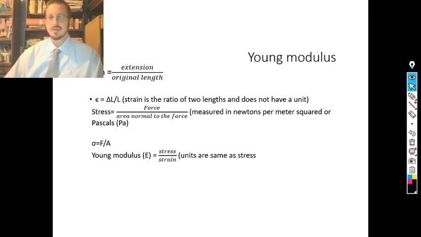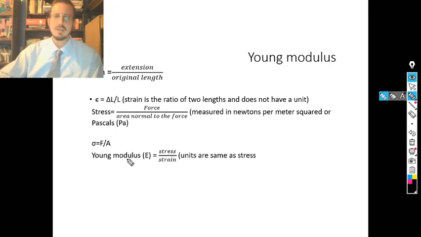Strain is a ratio of an extension to the original length of an object. And so it's like how much does the object get elongated compared to its original length. So sometimes we can call that delta L over L, the change in length divided by the original length, the ratio of two lengths. So it doesn't have a unit, and we use the Greek letter epsilon for strain. Stress, we use the Greek letter sigma, and again, it's force per area. And Young modulus is the ratio of those two, stress divided by strain. So sigma over epsilon is Young modulus, stress over strain.